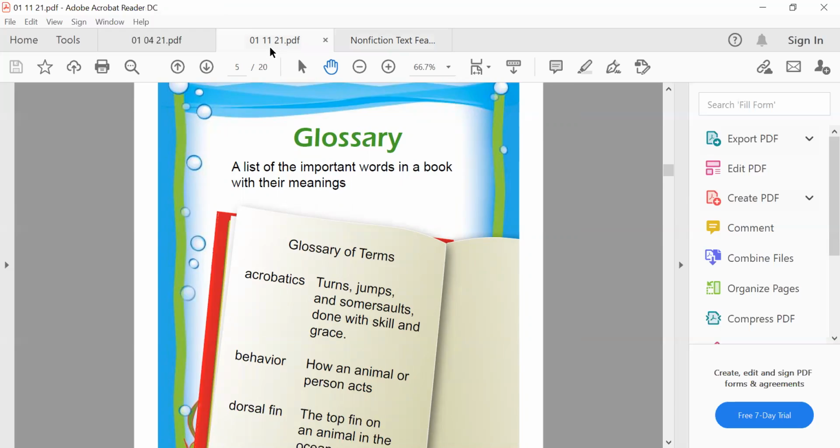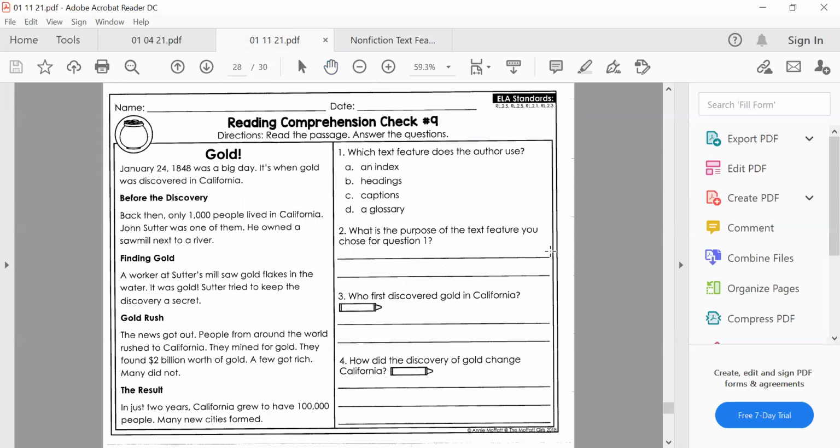Now let's go back and look at question 2. What is the purpose of the text feature you chose for question 1? And if you need to, you can rewind this video and go back to the posters that I just showed you to help you write your answer to number 2. Number 3, who first discovered gold in California? Number 4, how did the discovery of gold change California?